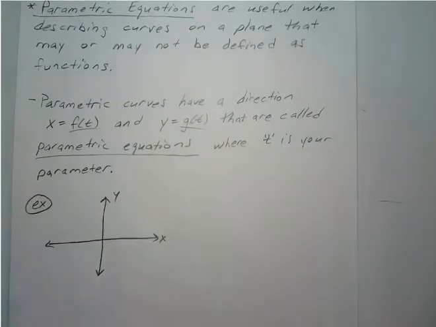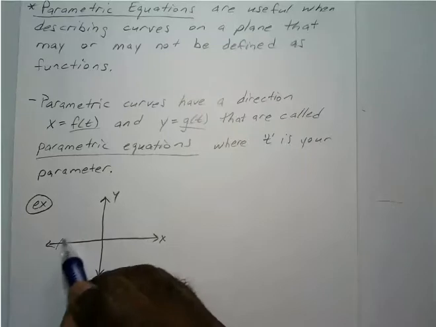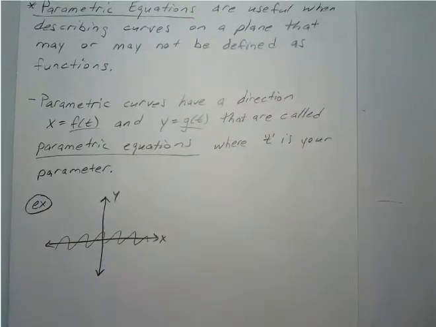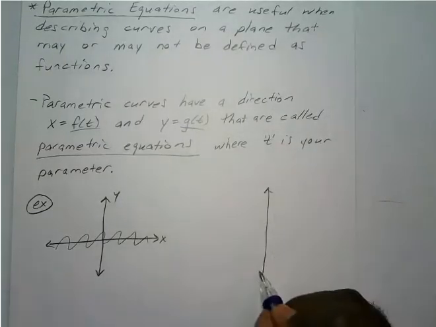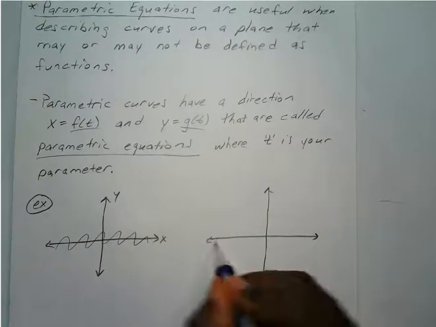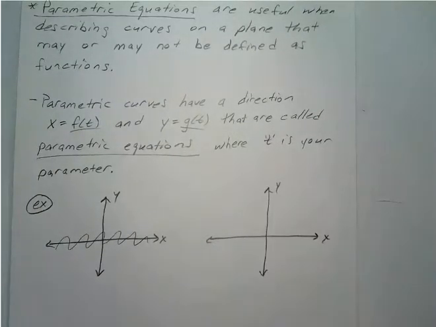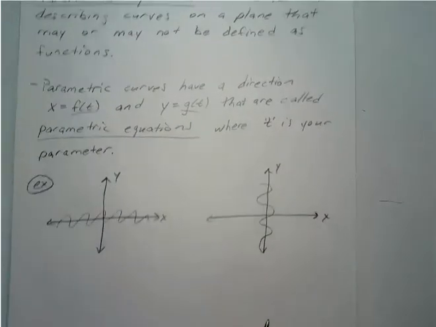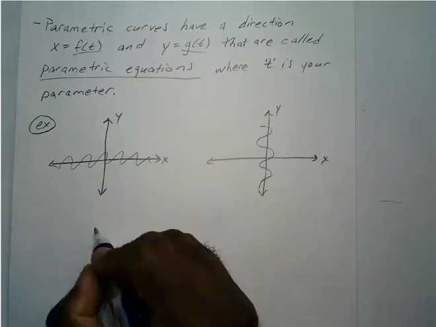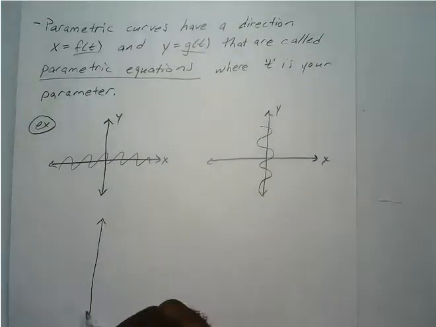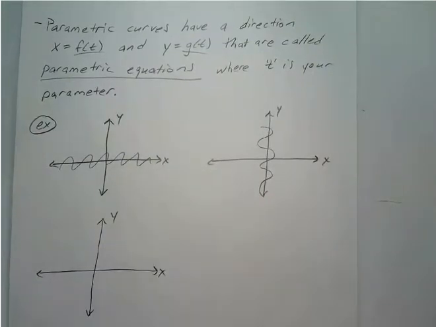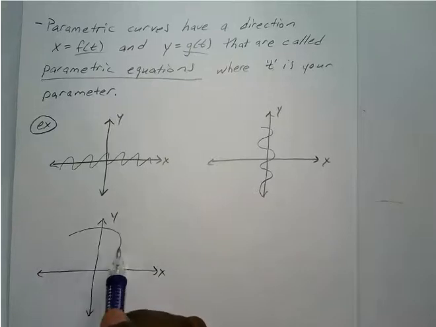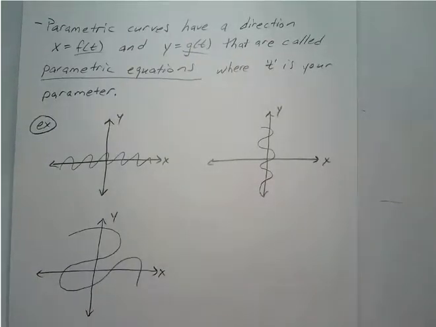That's your x, that's your y-axis right there. That could be a parametric curve. Or, we have our x and we have our y. That could be a parametric curve. Let's go with one more just to reinforce the idea. We have our x and we have our y. Let's say that could be a parametric curve.